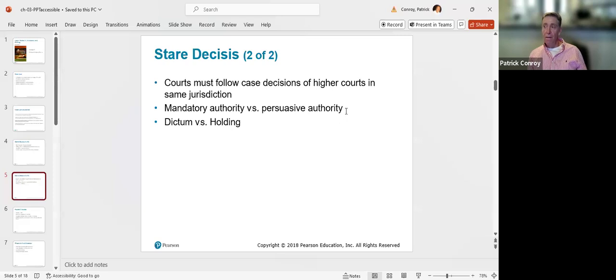Persuasive authority might be a court that they don't have to follow, but they can be persuaded, and you might be trying to persuade them to follow that court. They don't have to do it, but it strengthens your argument if there's no precedent following it. In cases, there's what's known as dictum and holding. Holding is the actual precedent. Dictum might be the judge going beyond the holding in what they're writing. And that can be used as persuasive authority, but it's not mandatory. The holding is mandatory.